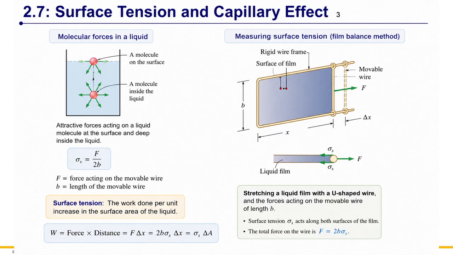The factor of 2 appears because the liquid film has two surfaces, front and back. The work done to stretch the film is W equals force times distance, which is F times delta x. So W is equal to 2 times B times sigma s times delta x, which is equal to sigma s times delta area.